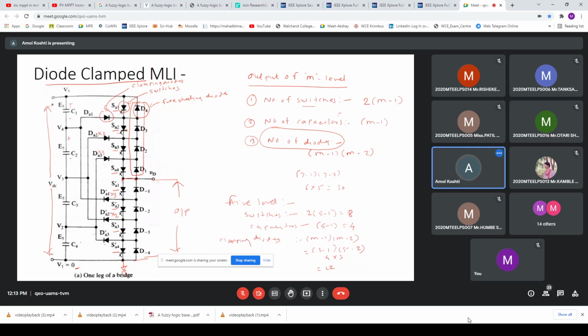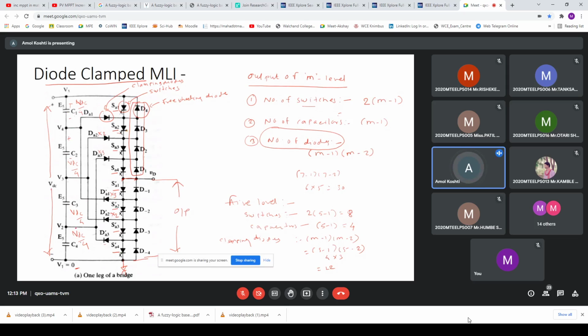Now you just see this VDC. All these capacitors used are of the same value, and that is the reason this VDC is equally divided across every capacitor. As there are four capacitors, VDC by 4 will be there. Here there is VDC by 4 across C3, here is also VDC by 4, and across C1 also VDC by 4. So this input is divided equally across each capacitor.